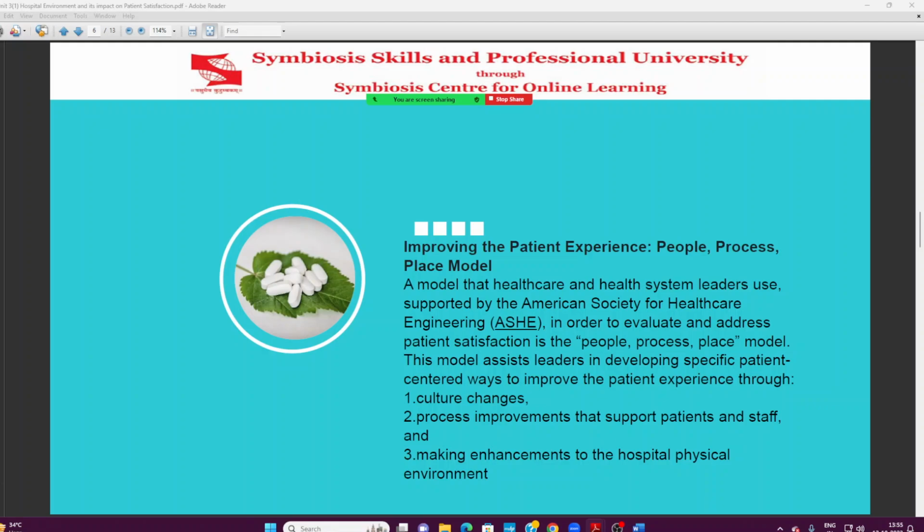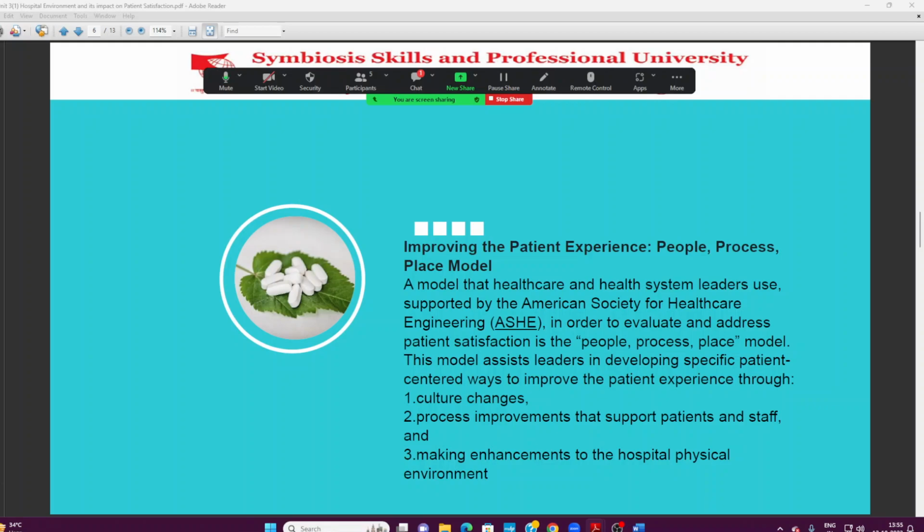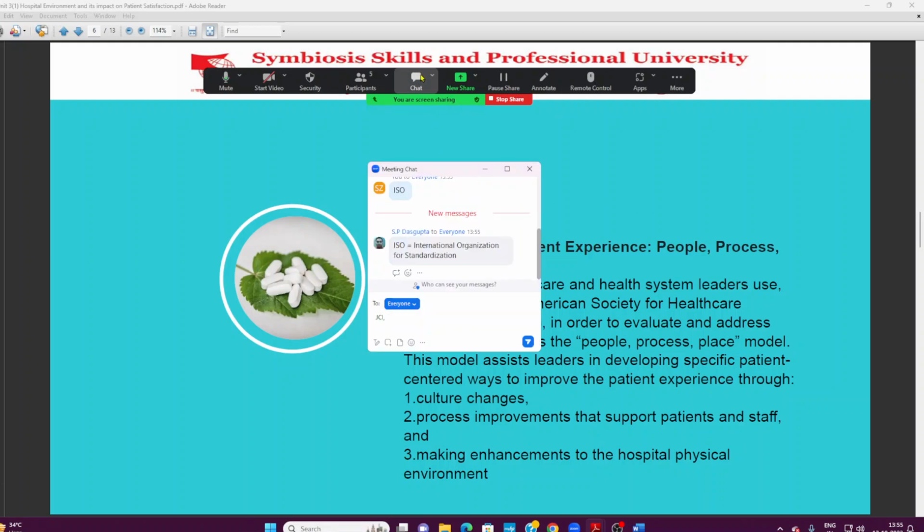Okay, now talking about patient experience, how the hospital is going to enhance the patient experience. It will be through three keywords: people, process, and place. It is also called the 3P model. What does people stand for over here? People stands for all the medical staff who are directly or indirectly in touch with the patient.